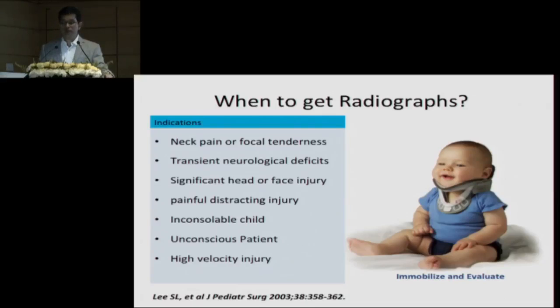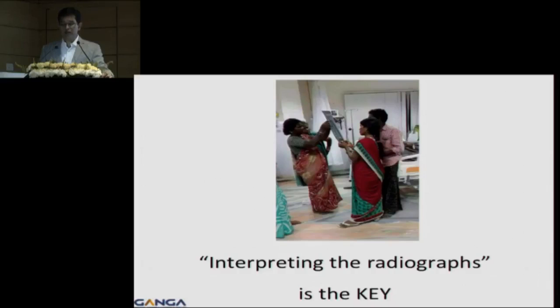When to get a radiograph in a child who presents with a suspected cervical spine injury? There are no standard criteria like the NEXUS criteria, but these are the standard indications: any child who complains of neck pain or focal tenderness after an injury, when there is a transient or complete neurological deficit, when significant distracting injuries are there, any child who is inconsolable and crying, and an unconscious child. Interpreting the radiographs is the key thing. So get multiple opinions from your seniors or specialists in spine.